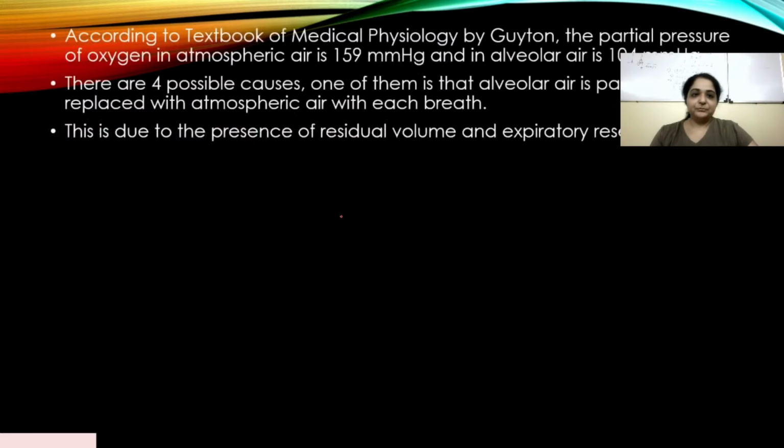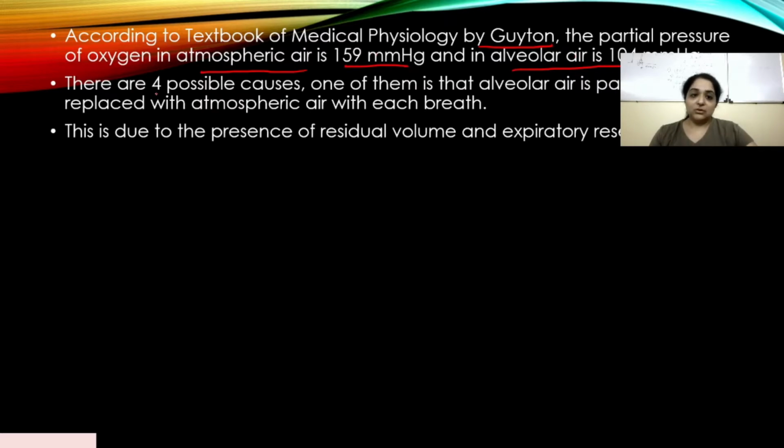Now, according to Guyton, there is a textbook of medical physiology by Guyton. He's the author, and you will also come across this textbook when you're in the first year of MBBS. He has stated that the partial pressure of oxygen in atmospheric air is 159 mm mercury, but in alveolar air is 104 mm mercury. That means the pressure of oxygen in alveolar air is low as compared to the atmospheric air.